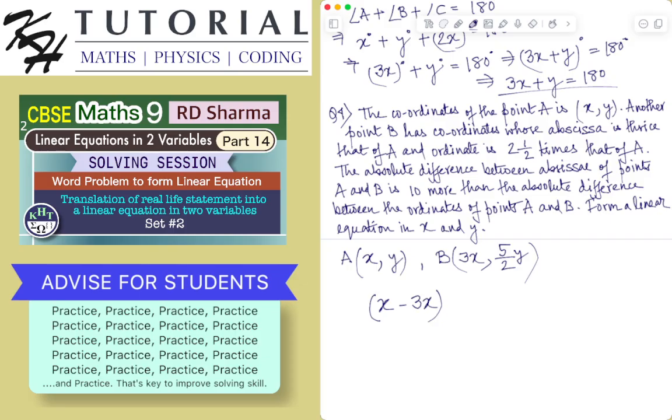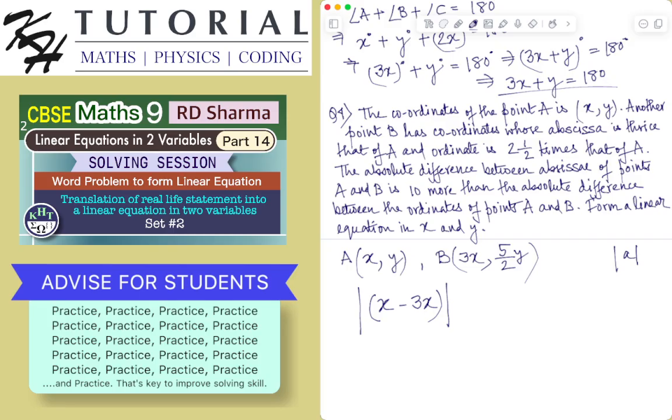And the absolute difference will be nothing but the mod operator. Mod of A, if A is a variable or any number, then mod of A is nothing but, you ignore the sign. If A is negative, then also if you ignore the sign and just take the numerical value.